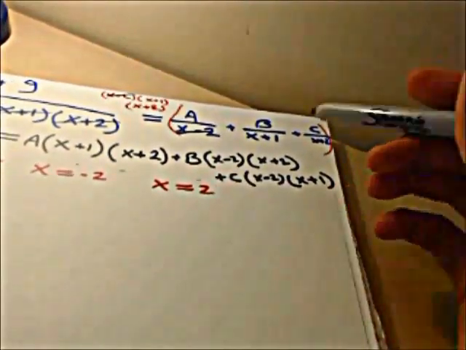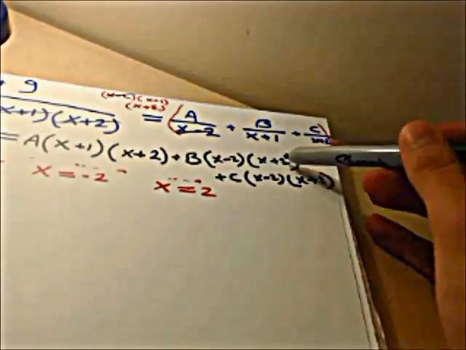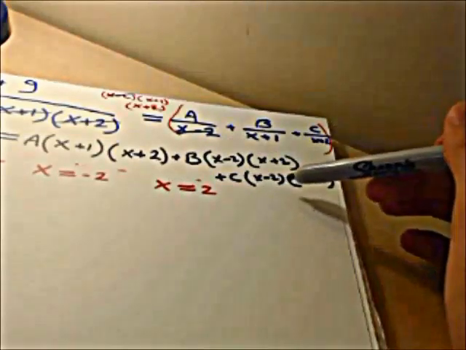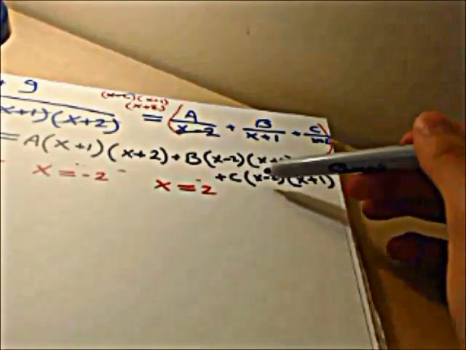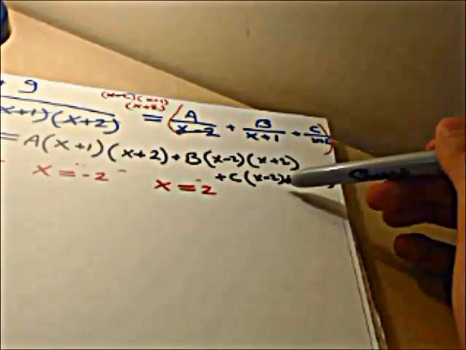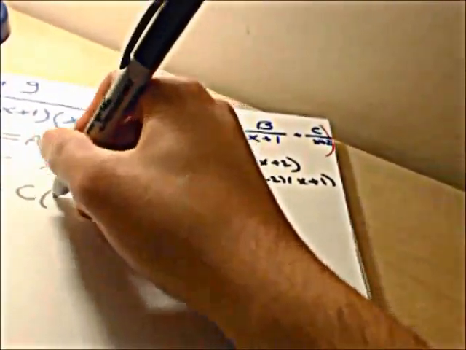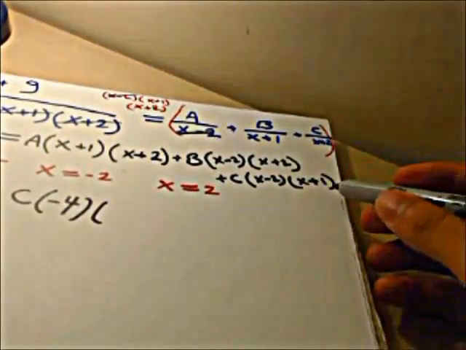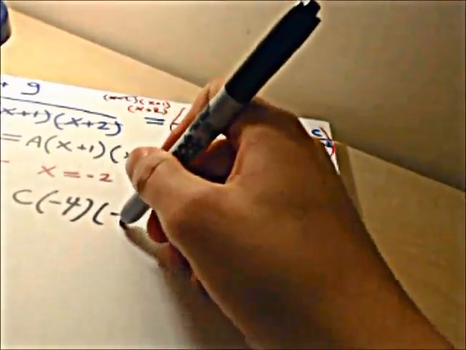Same thing for b here. Minus 2, we plug that minus 2 in, this times b would go to 0 times b. So the whole thing would vanish. We're only left with c. So c times minus 2 is minus 4. So we're left with c times minus 4 times minus 2 plus 1, which is minus 1.